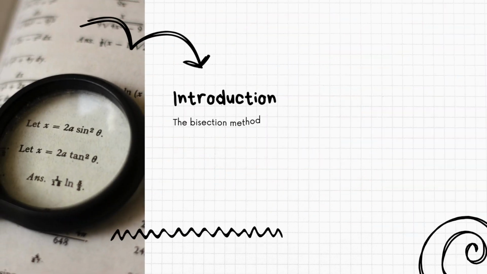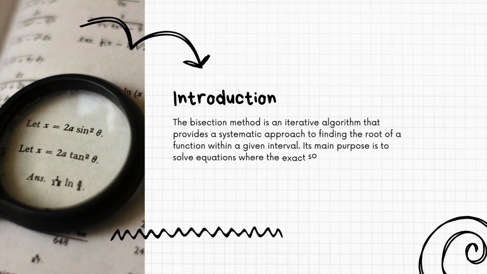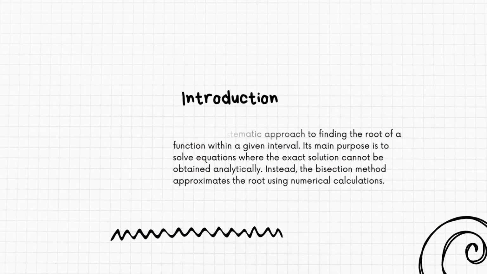So what is the bisection method? It's an iterative algorithm that's like a detective hunting for the root of a function within a specified interval. Its main purpose is to solve equations where the exact solution cannot be obtained. The bisection method approximates the root using numerical calculations.